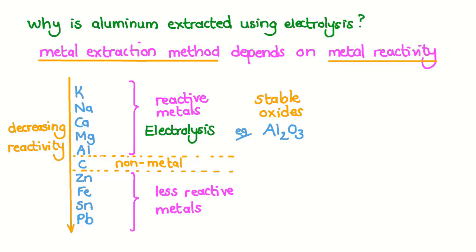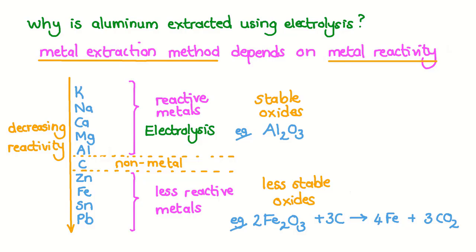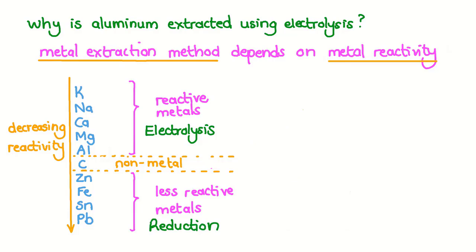Less reactive metals, however, have less stable oxides. An example of this is iron(III) oxide, which is found in hematite. Less energy is required to separate this metal from the oxygen. Typically, iron metal, for example, is extracted by reduction with carbon, since carbon is more reactive. Carbon will react with oxygen to form carbon dioxide, for example, and this happens in a blast furnace. So metals lower on the list are generally reduced with carbon to get the pure metal. Now we know why aluminum is extracted from its ore by electrolysis.